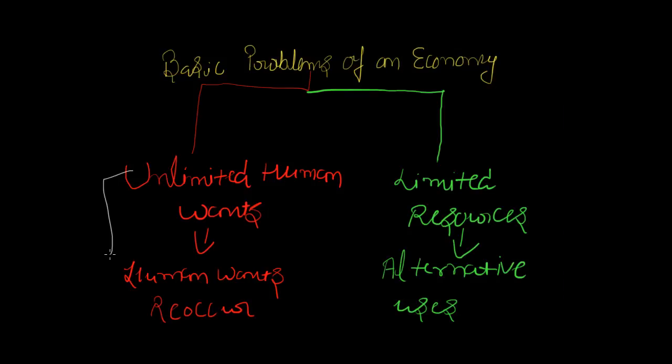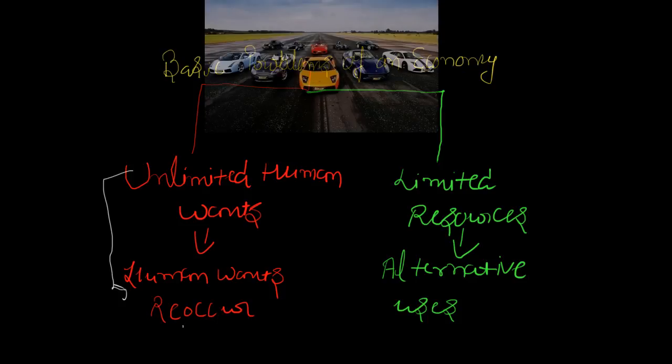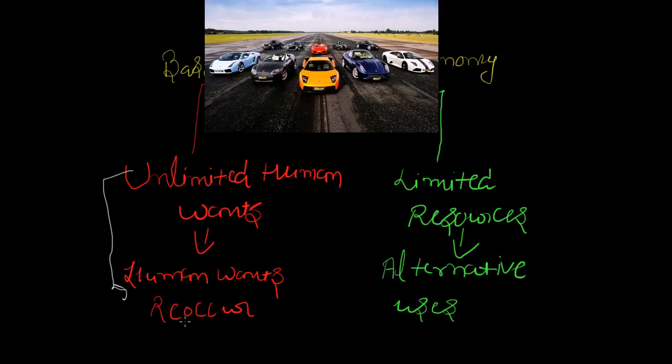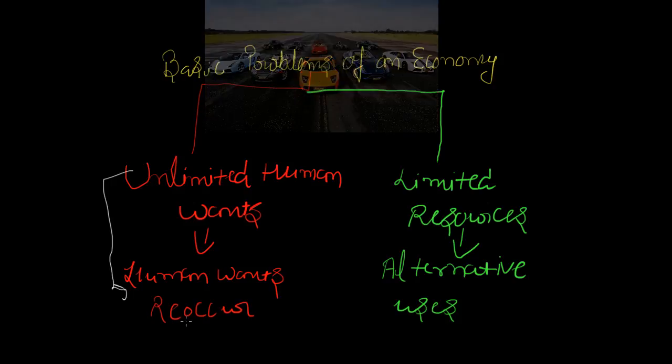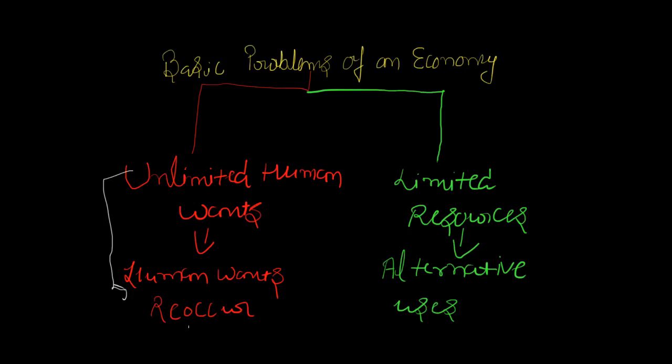However, the problem with unlimited human wants is that these human wants, even if they are satisfied, will always reoccur. They are going to repeat. So today, if you want to buy a BMW, tomorrow you might very well want to have a Rolls Royce or a Lamborghini. So even if you fulfill one particular want of yours, the human want is bound to reoccur.